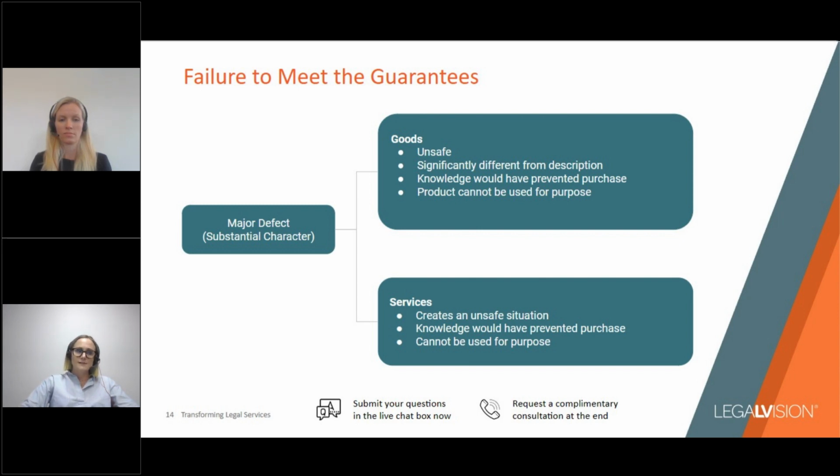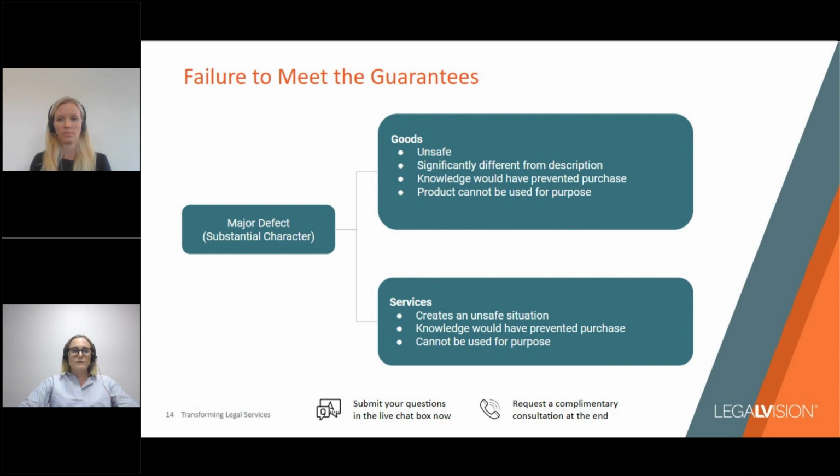For services, a major problem would be where the services would not have been acquired by a reasonable person if they knew the nature and extent of the failure beforehand, or if the service creates an unsafe outcome or unsafe product, or if the product of the service is substantially unfit for a purpose for which services of the type in question are commonly supplied.